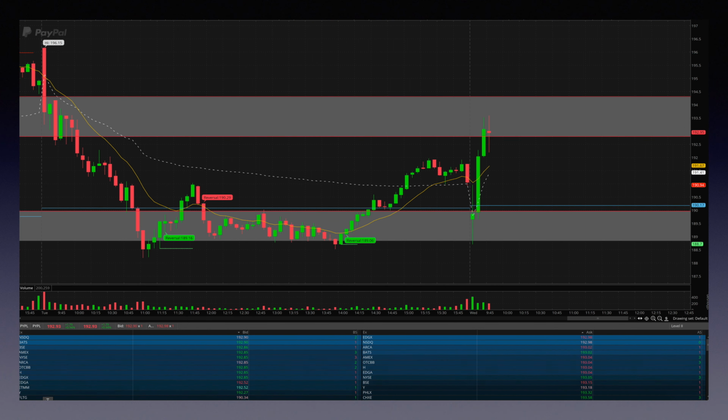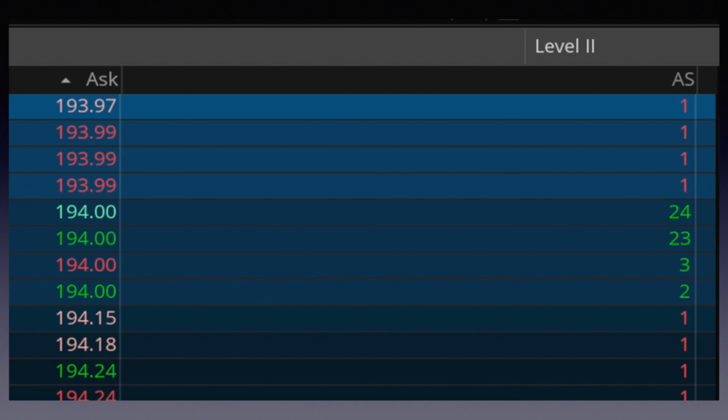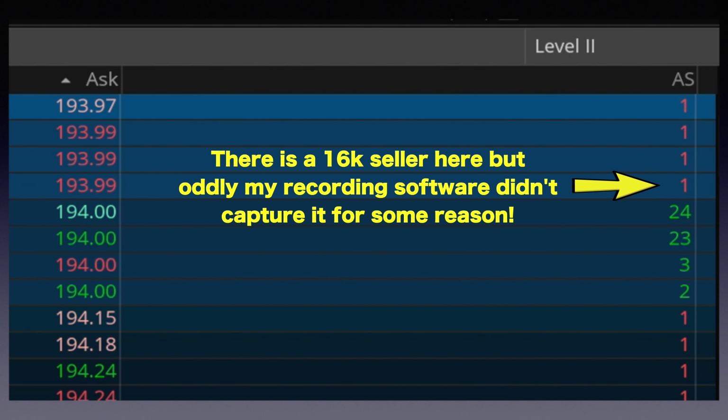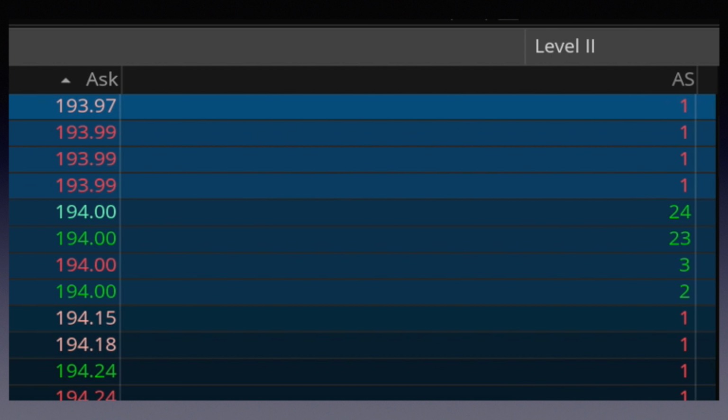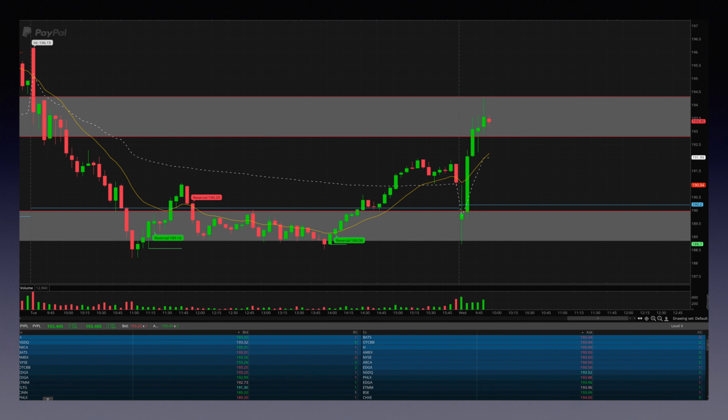Remember, use the level 2 to your advantage and closely observe the bid and the ask. You can see right here there's a 16,000 share seller at the 194 area, followed by a 2,400 and a 2,300 seller. So this is going to be a heavy area of resistance, and it correlates with the fact that we're nearing the top of our resistance zone. See? It rejects the 194 level a couple of times, briefly breaks through it, and ultimately gets rejected. Clearly a reaction there. So maybe if you wanted to go short, this would be the place to do it on the next candlestick, and your stop would be the top of this candle right here.